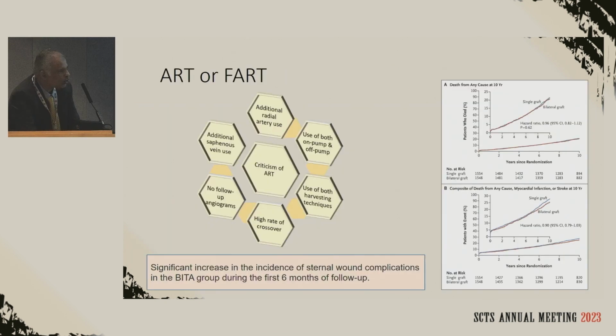Now, here is a trial which attracted a lot of hype, and you'd be surprised, I've called it ART or FART. Essentially, what I mean is that it's a failed arterial revascularization trial. Sadly, no trial of arterial grafting has damaged arterial grafting more than the ART trial. In the States, deep sternal wound infection is already a never event. What this trial shows is that if you use bilateral internal mammary arteries, you increase the risk of sternal wound infection. But more importantly, it failed to show any difference in survival at 10 years.